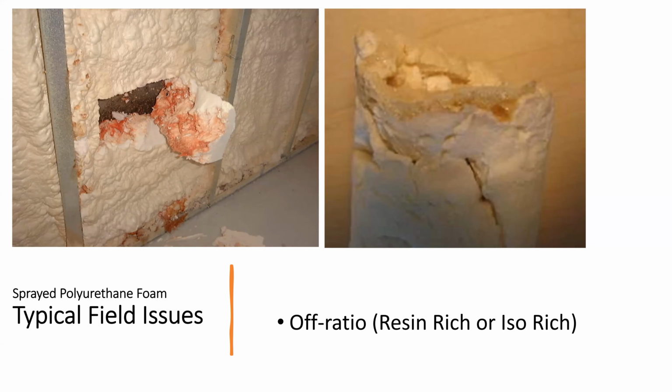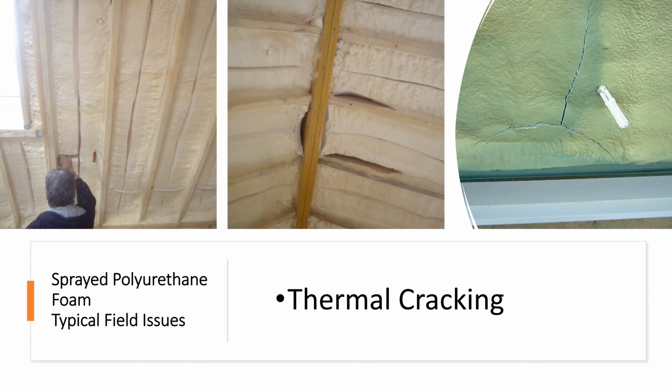If it's resin rich, which means it's too much on the resin side of things, it tends to be a softer foam or darker in color. If it's an iso-rich foam, it tends to be lighter in color and almost like, what's that candy bar? Coffee Crisp. It reminds me of Coffee Crisp. Very kind of crinkly, chunky, and kind of hard. So look for soft or hard, and color variation will give you an indication if it's off ratio.